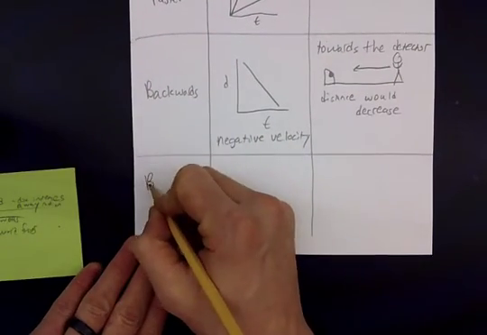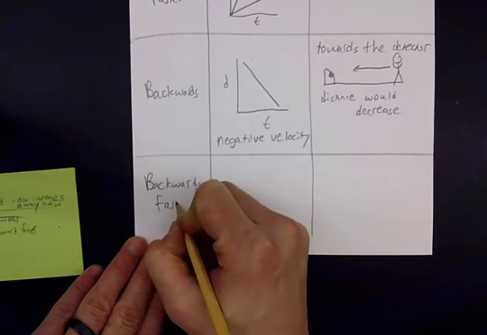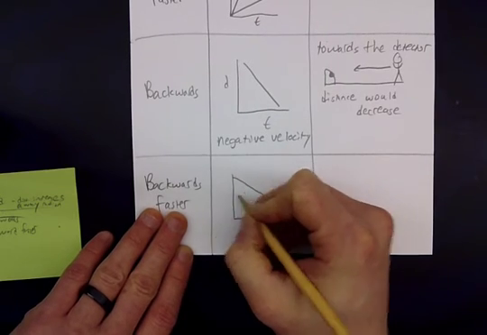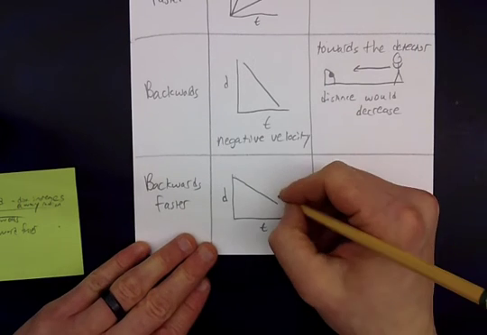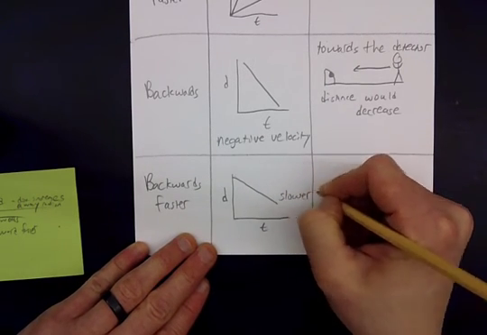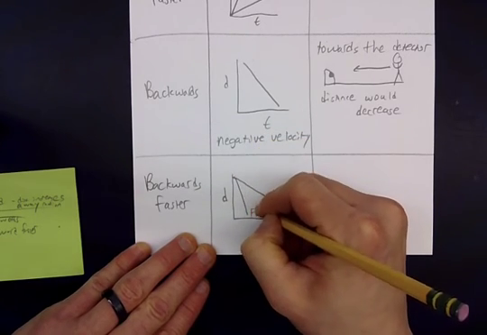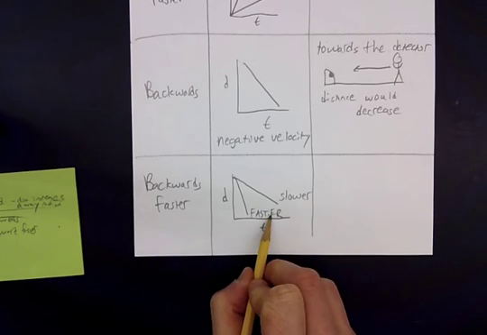So now if we look at backwards faster, how would that look different? Well, if we look at our graph here, how would we draw that backwards motion faster? All right. Well, this one would be our slower example, but faster, like always, is just steeper. So that's what backwards faster looks like right there, because it is steeper.